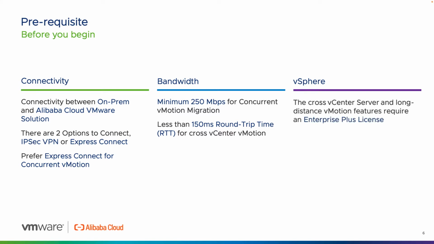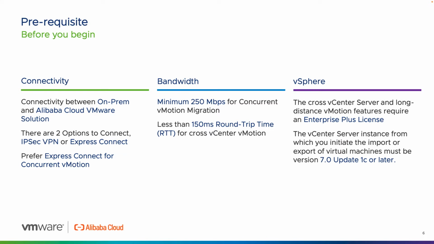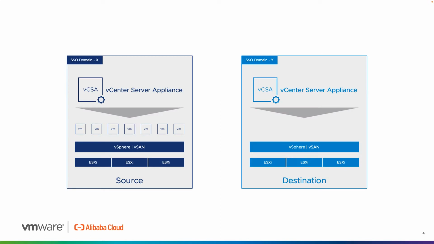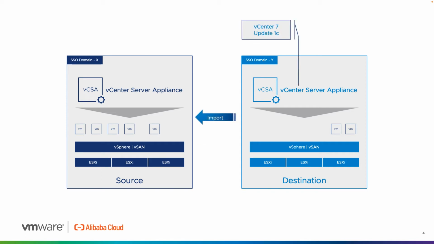From the vSphere point of view, you must have an Enterprise Plus license, and the vSphere version of both the vCenter servers should be 6.5 or above. Either from the source, you can export the virtual machine to the destination vCenter server, and verify that the source vCenter server instance from where you are exporting the virtual machine is version 7 Update 1C or later. Or from the destination, you can import the virtual machine from the source vCenter server, and verify that the destination vCenter server instance is version 7 Update 1C or later.